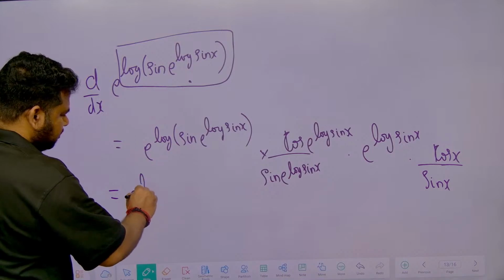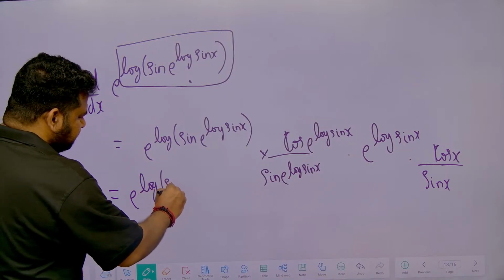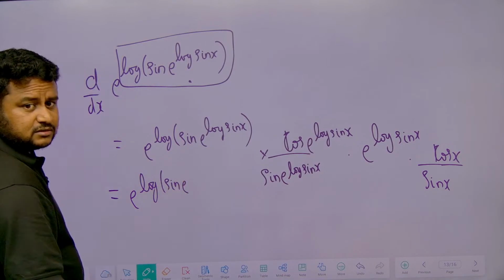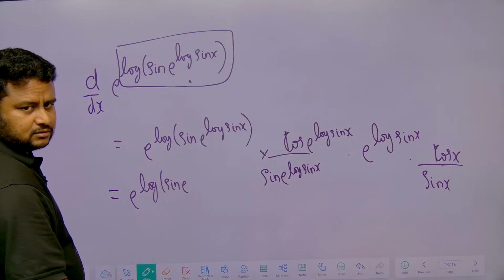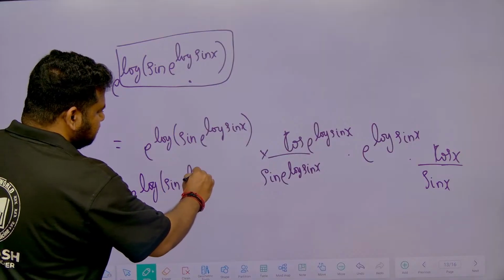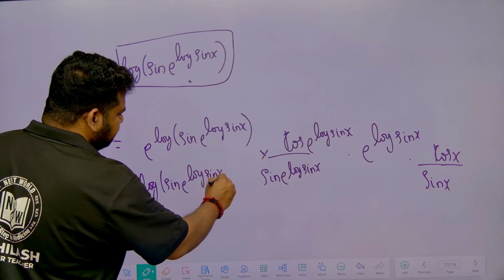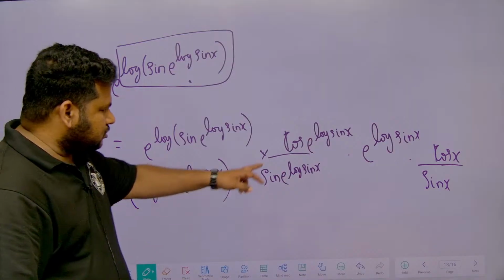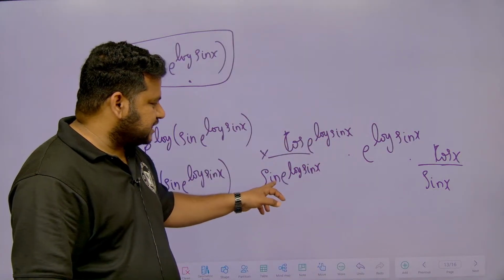e power log sin x, which one? Cos by sin, oh, cot. I said tan. Okay, fine. Sin into e power log sin x. This is what we'll have now. So cos e power log sin x by sin e power log sin x.